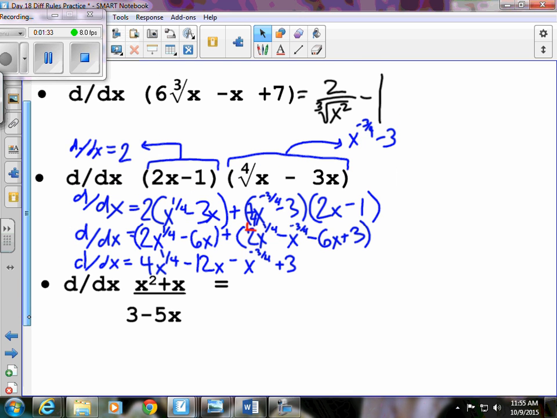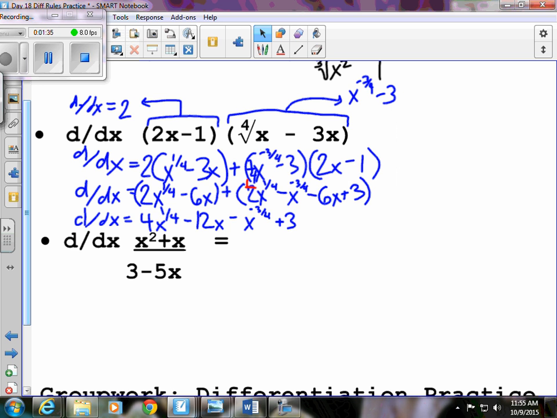So now the next one is a product. So now he has it backwards. It doesn't matter because it's addition. But the first is 2x minus 1 times the derivative of the second. You should have 1/4 x to the negative 3/4 minus 3. Right? So you probably have this first. So you have the 2x minus 1 times 1/4 x to negative 3/4 minus 3 plus the second, that's this one here, times the derivative of the first, which is just 2.